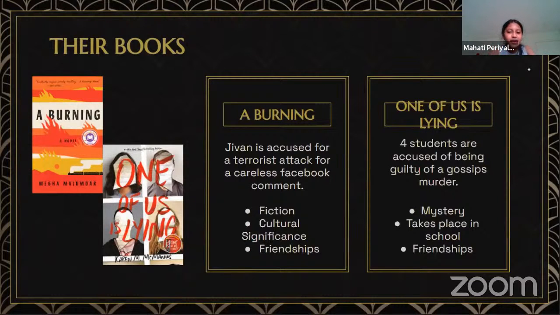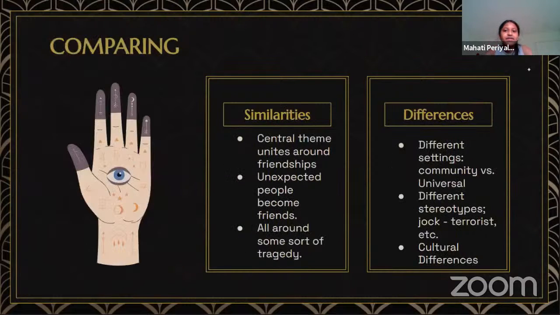I read this book back in 6th grade, and I don't remember it very well, but I connected the 2 books together. So now let's talk about the similarities and differences between them on the next slide. The similarities include the central theme that surrounds friendships and relationships around a common mystery, like a terrorist attack and a murder. Unexpected people can become friends in both of the books.